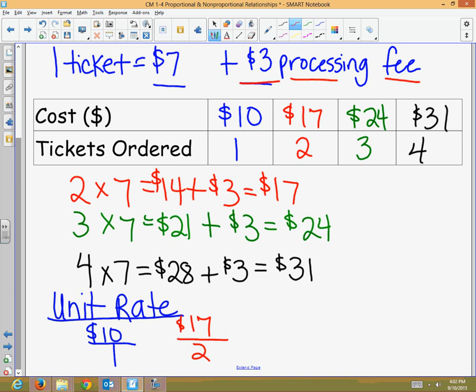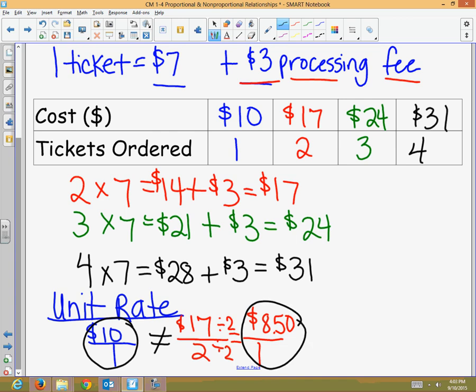If you were to reduce this fraction and put it in a unit rate form over 1, divide the top and the bottom by 2. 17 divided by 2 is about $8.50 on average. As you can see, 10 over 1 does not equal 8.50 over 1. Therefore, they're not proportional. Now we can double check the price for 3 tickets.